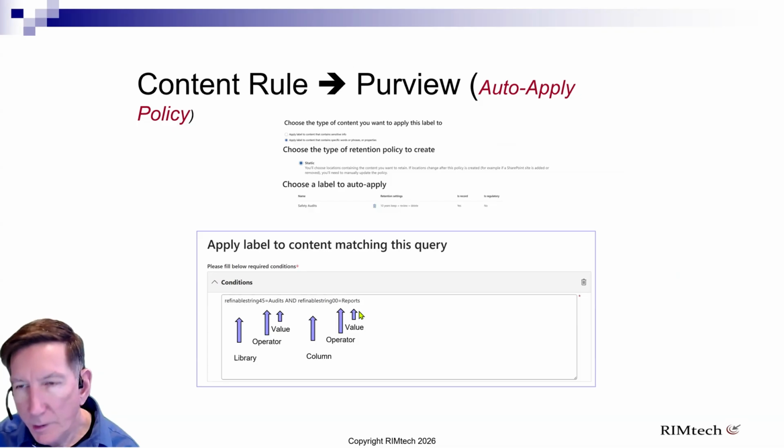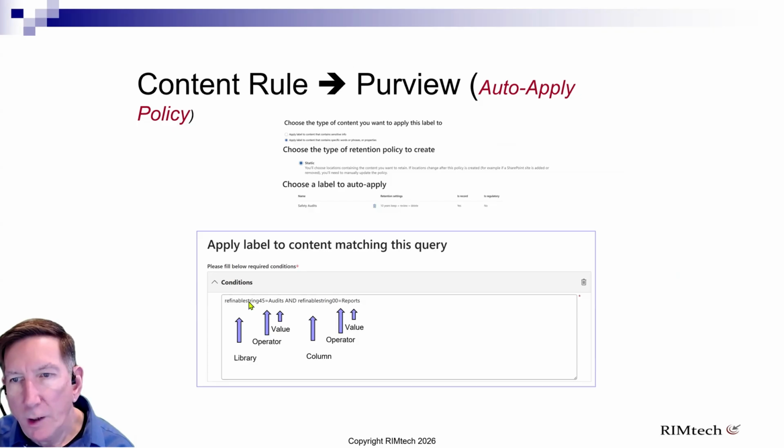And this is a live example from an actual working system. Here's the condition. Refinable string 45 equals audits, and refinable string 00 equals reports. That's what you have to type into this content rule. So the refinable string 45 means library. The operator is equal. The value is audits. And refinable string 00 is the column. In this particular case, the column is document type, and then the operator is equals, and the value is reports.